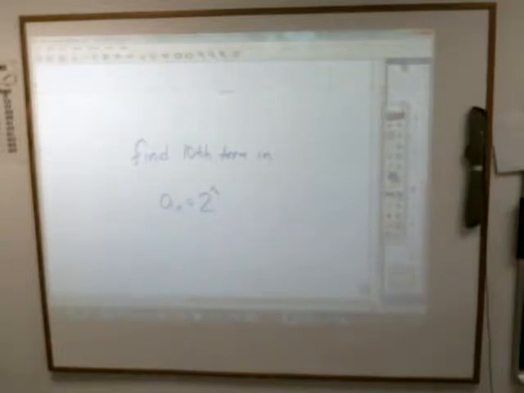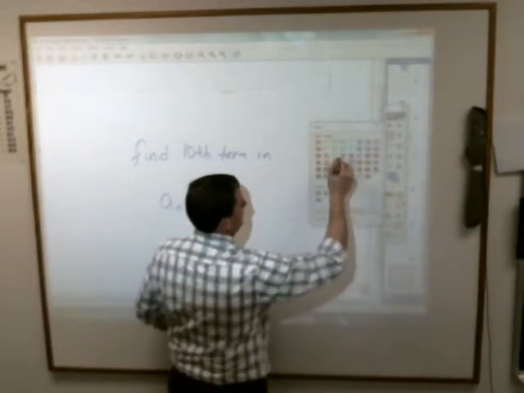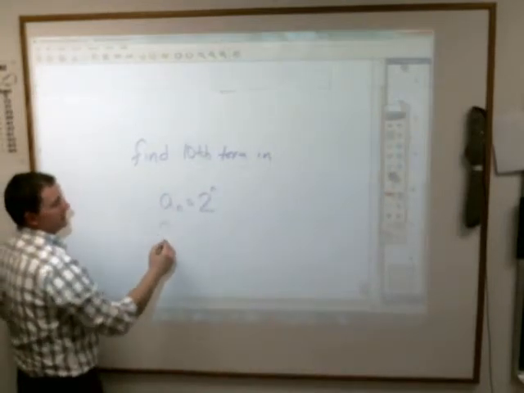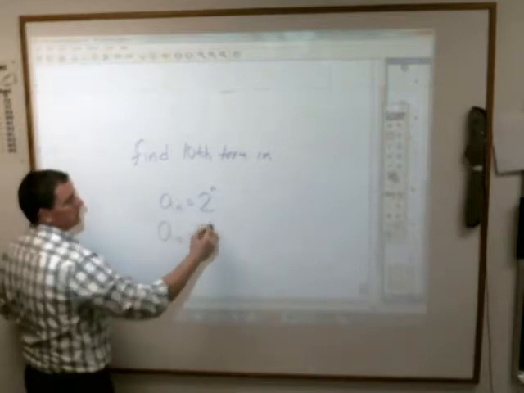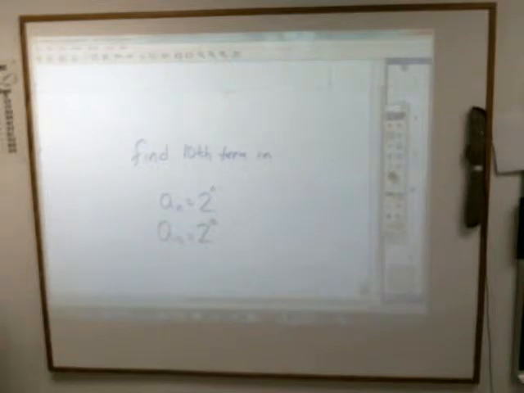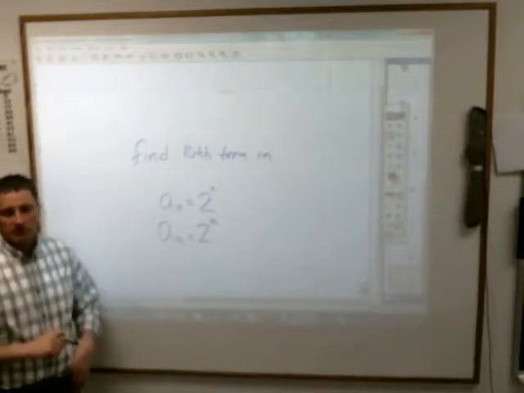So what's going to happen here? What term am I looking for? The 10th. So any place there's an n, I put a 10. The value of the 10th term is 2 to the 10th power. Which is what? Somebody calculate 2 to the 10th power.